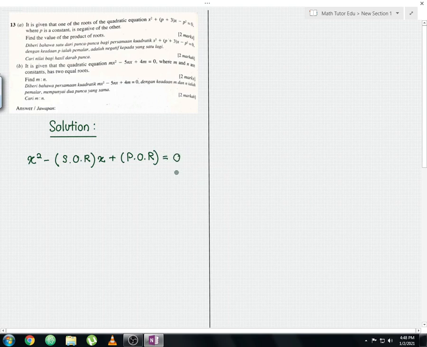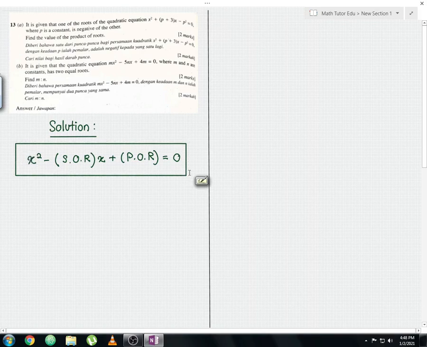Okay, so this is the concept that we're going to use in order to solve the question part A. So let me box this formula. Once you understand this formula, then it will be easy for you to solve the question part A. Okay, let us proceed.